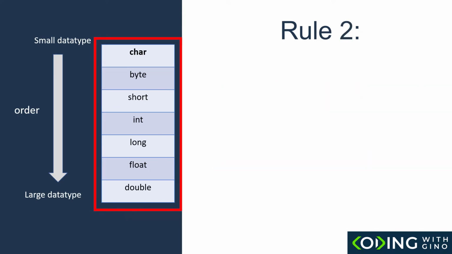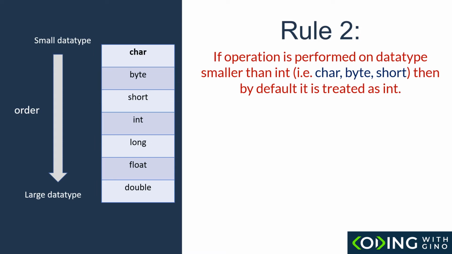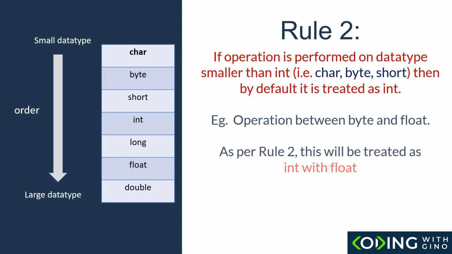Look at the sequence of data types in the blue table. Rule 2 says, if an operation is performed on data type smaller than int, that data will be treated as int. This applies to data types smaller than int, which are char, byte, short. Consider an operation between byte and float. How would you solve it? First, check Rule 2. As per Rule 2, byte data type will be treated as int. Float with byte thus becomes float with int.